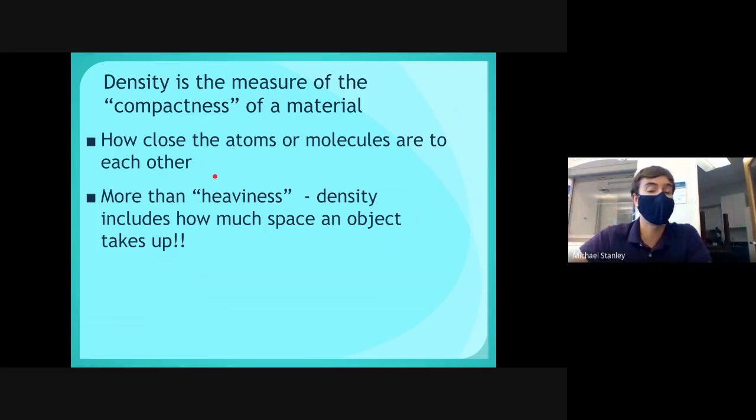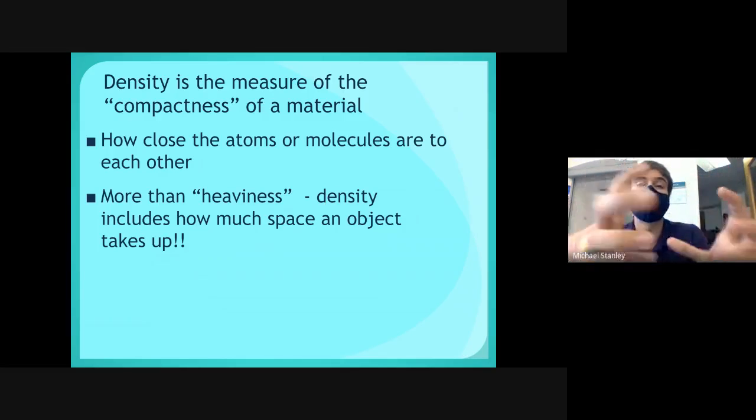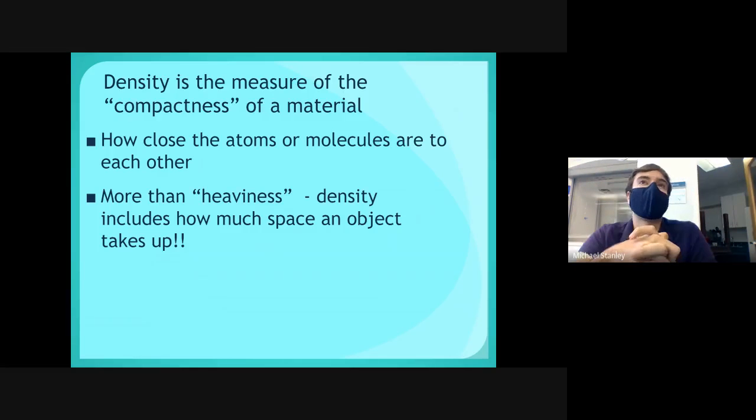Again, it's not just heaviness, right? Sure, some things are really heavy, but if they're ginormous, like a refrigerator, right? Pretty heavy. It's really hard to move one by yourself. But a refrigerator is also really big. Just because something is heavy, that is not what makes it dense. Density also includes how much space an object takes up. So if something is really small and heavy, like a 50-pound weight that you pick up off the floor, that's not super big and it's really heavy. So that weight would be really, really dense.